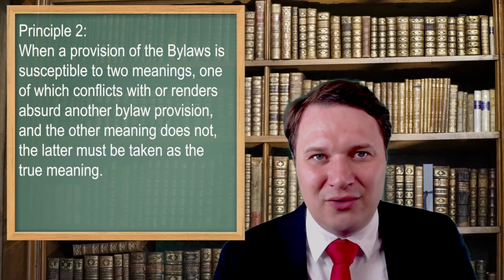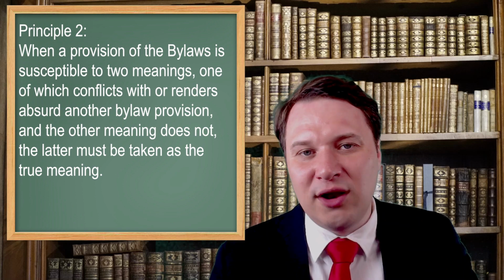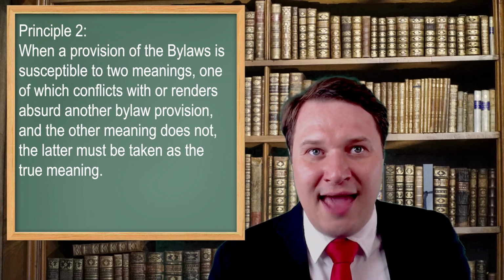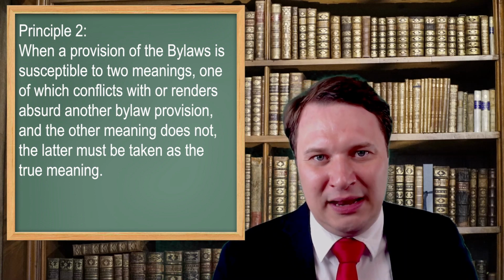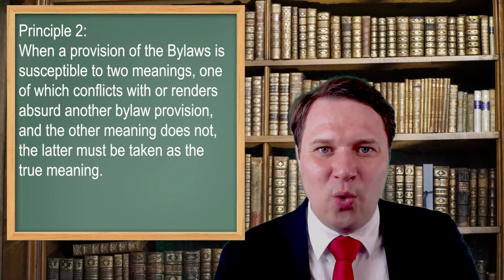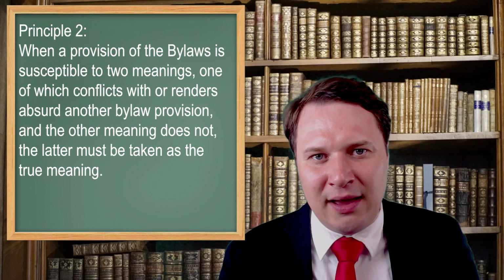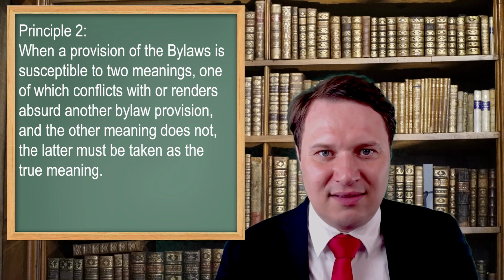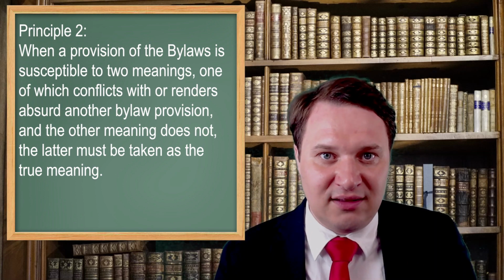The second principle of bylaw interpretation reads as follows. When a provision of the bylaws is susceptible to two meanings, one of which conflicts with or renders absurd another bylaw's provision, and the other meaning does not, then the latter must be taken as the true meaning. Here's what that means. When you're reading through the bylaws, I like to look for sentences that are falsifiable, meaning a sentence that is either true or false when it's presented with a conflicting sentence.